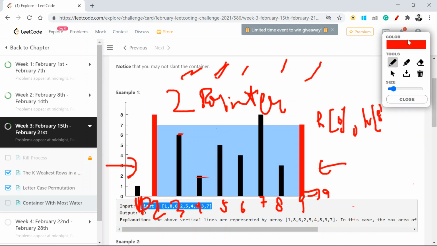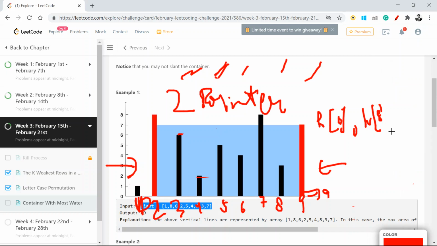Now h of 0 is 1 and h of 8 is 9. What is the minimum of these two? That is 1. I'll multiply by the difference, as we just discussed, that will be 9 minus 1, which is 8. So 8 is the area for this pair of buildings.